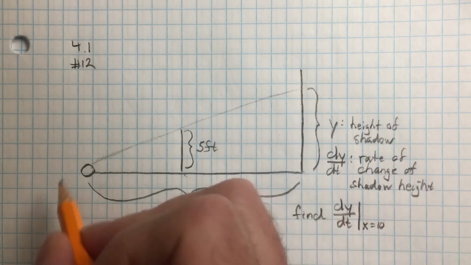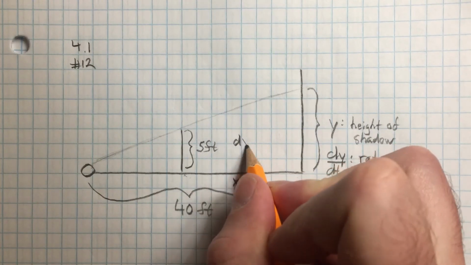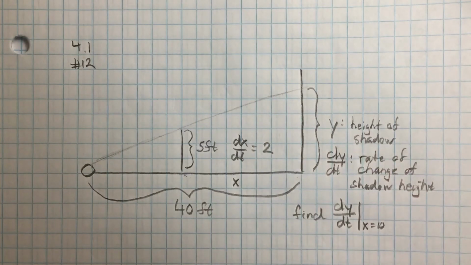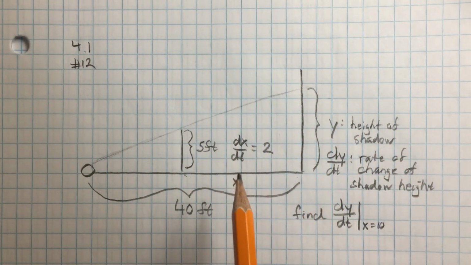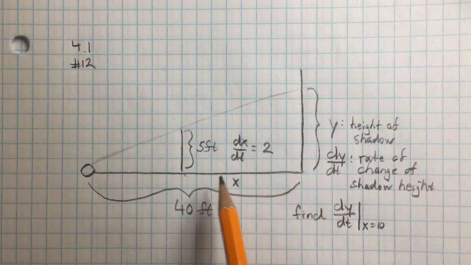So we also know that dx/dt equals 2 feet per second. Now, because that's the rate of change of x here, right? X is changing, his distance from the wall is changing at 2 feet per second.